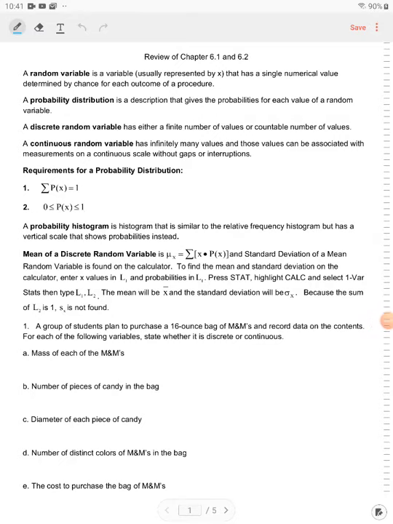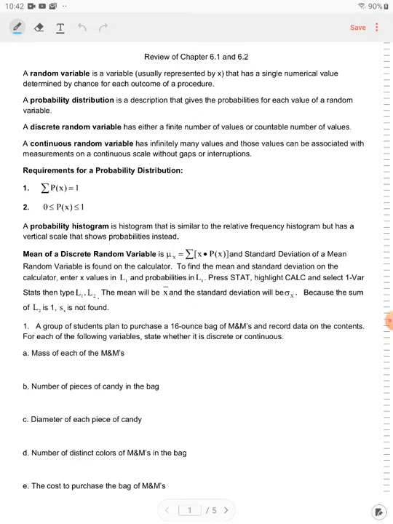Hello, this video is on a review of Chapter 6.1 and 6.2 for statistics, which covers the probability distribution and a binomial probability distribution. The probability distribution has two conditions, and that's that the sum of the probabilities is 1, and each probability is between 0 and 1 inclusive.